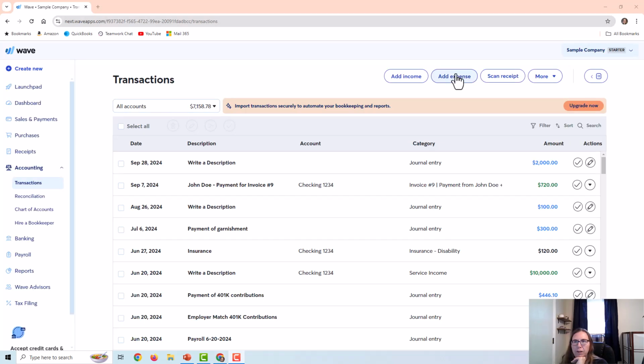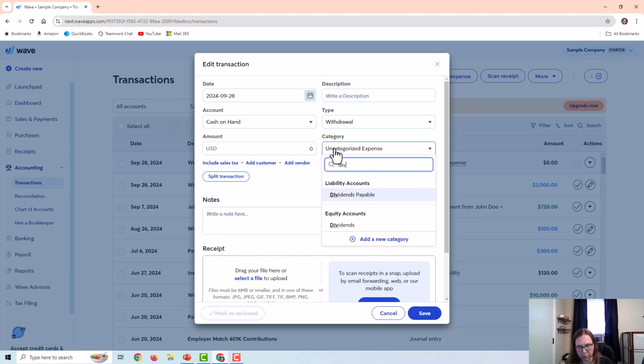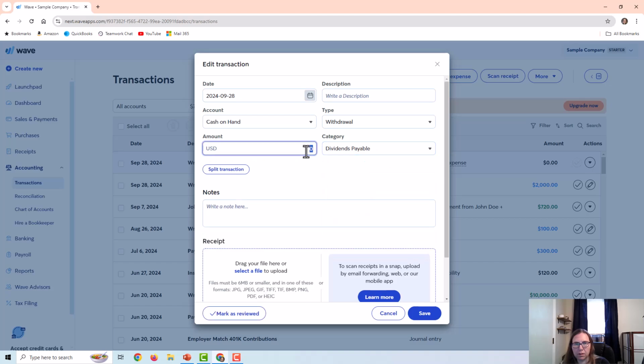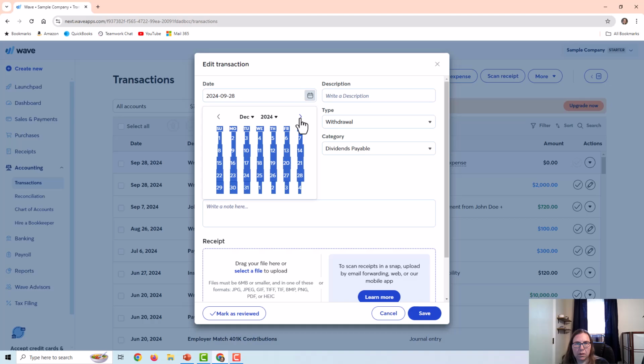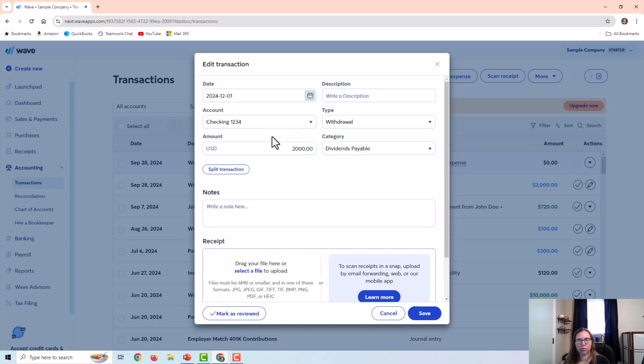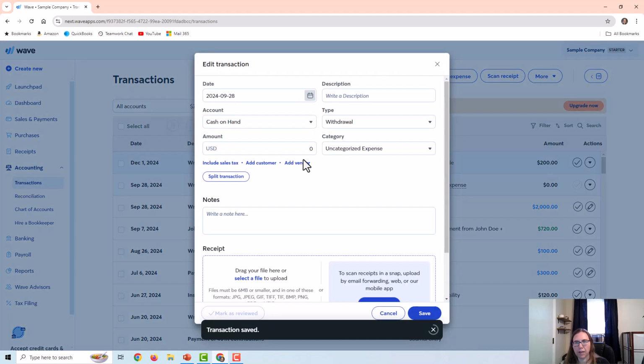Or you could instead enter it as an expense and just have the category be dividends payable. So this could work as well. Now, if you're issuing dividends to multiple people, if there's 10 people getting $200 each or something like that, then you would have 10 expenses for $200. So I'm going to do that since I did that in QuickBooks also. So I'm just going to add those real quick.